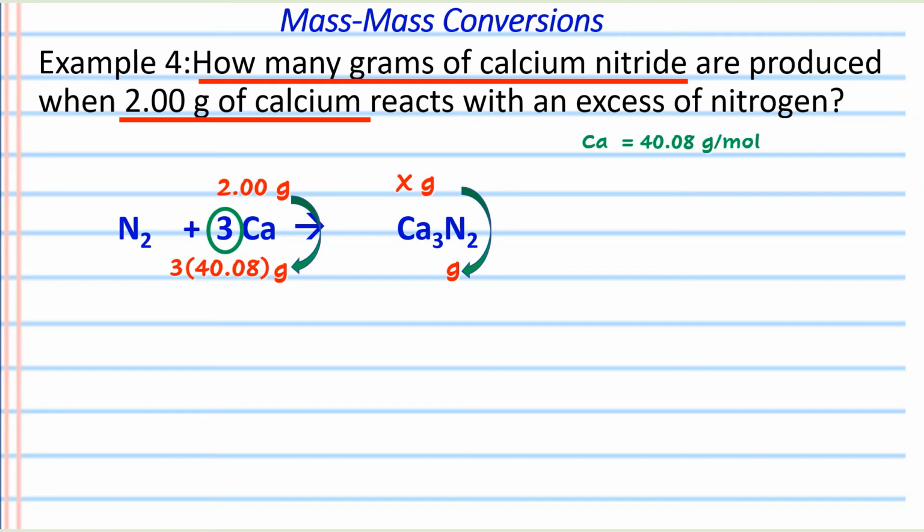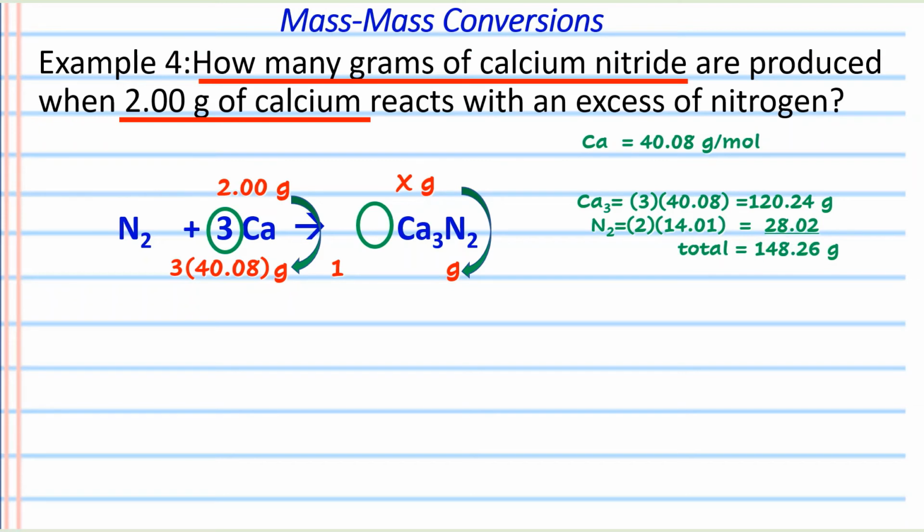On the other side, we are going to take the coefficient and bring it down. Well, there is no coefficient written, so it's understood to be 1. But we're not just interested in the moles here. We need to know the mass of 1 mole of calcium nitride. So we can see that there are 3 calcium, so we're going to multiply calcium's mass by 3. And there are 2 nitrogen, so we're going to multiply nitrogen's mass by 2. And then we're going to add those together to get the molar mass of calcium nitride. And it's 148.26 that we're also going to put in the denominator.